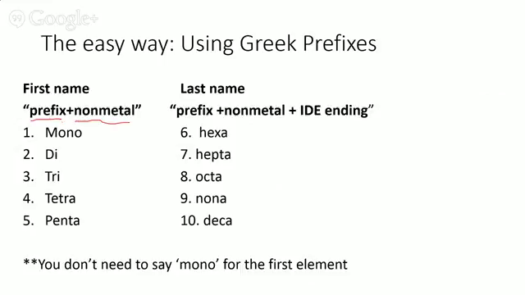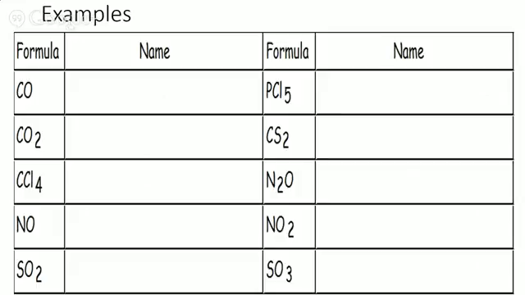So the first name is just prefix, nonmetal, and the last name is, again, the prefix, the nonmetal root, plus the "ide" ending. And we also don't need to say mono for the first element. Like if we had CO2, we don't have to say monocarbon. This is just for that first element. If you only have one of them, you just say its name. It would just be carbon or whatever element it is. So let's take a look at some examples.